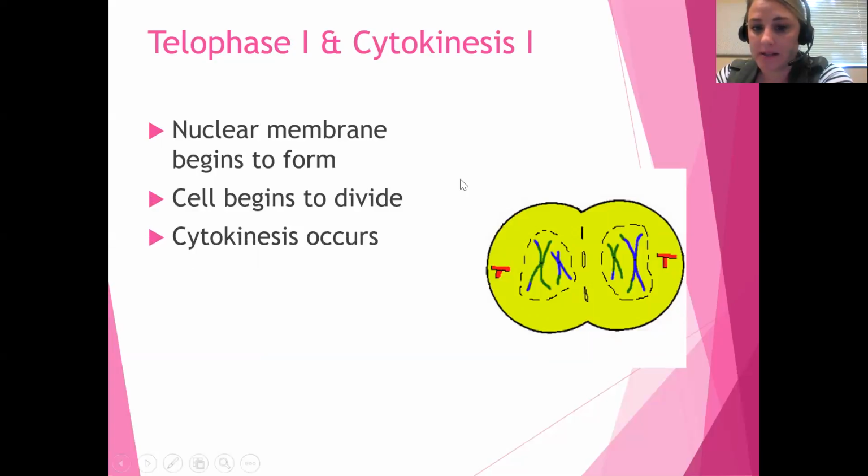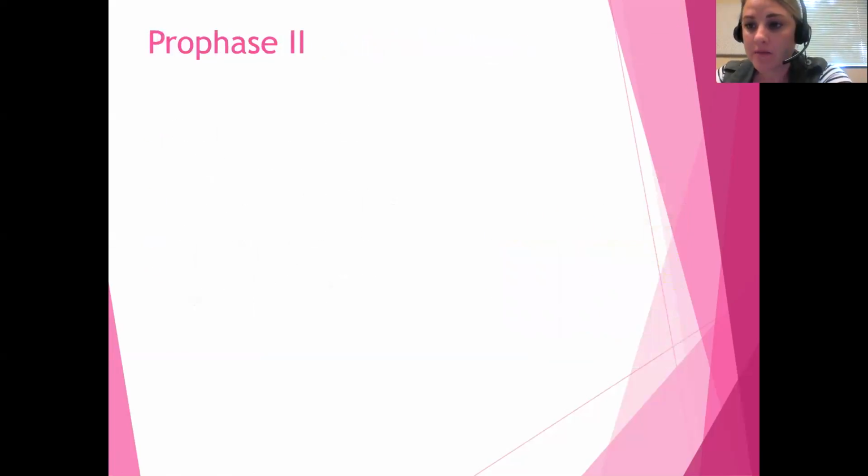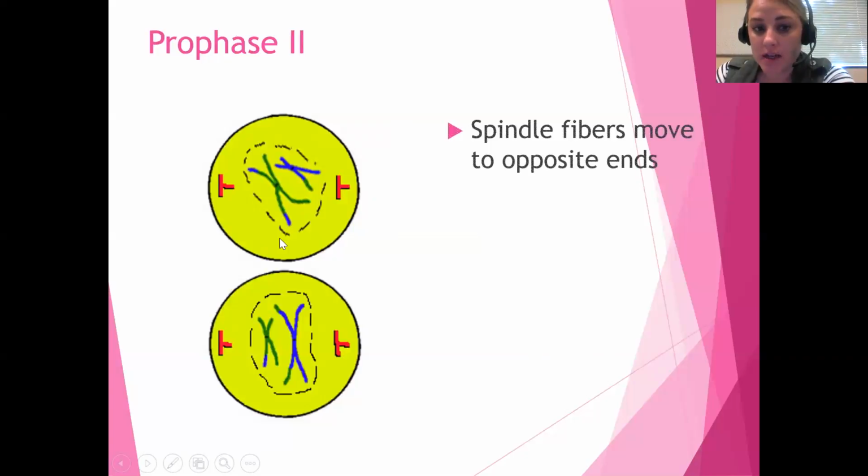So cytokinesis, remember the splitting of the cytoplasm. Here we kind of represent that cleavage furrow. And we have 2 haploid daughter cells. Now, we are not done. We have to head into meiosis 2. Okay, the first stage of meiosis 2 is prophase. So now we have 2 haploid daughter cells. They are genetically different at this point because crossing over has occurred.